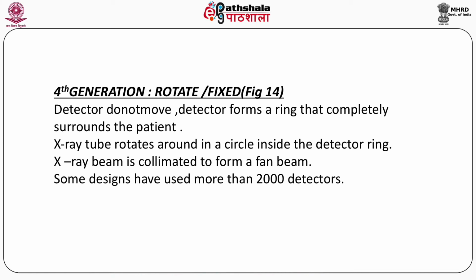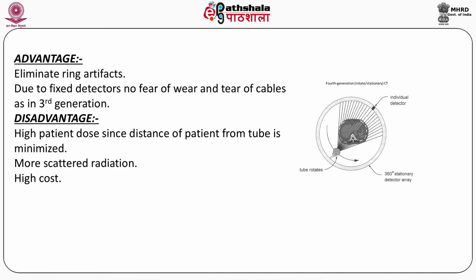This was the rotate stationary type. That means detectors were stationary, however the X-ray tube only moved around the patient body, and detectors were in a ring shape around the patient body. When the X-ray tube rotated, the transmitted absorption measurements were made by using the ring of detectors. This eliminates the ring artifact.